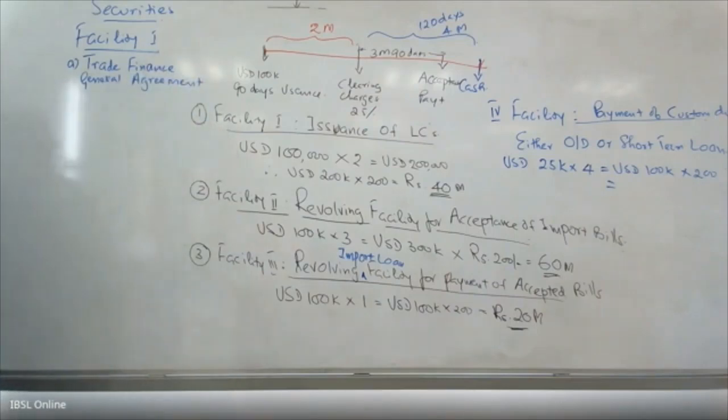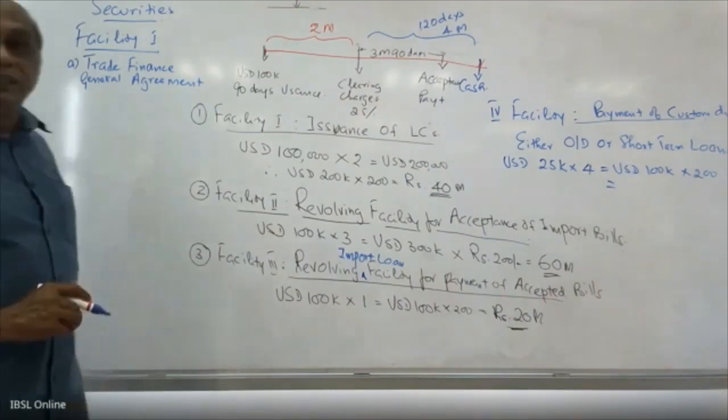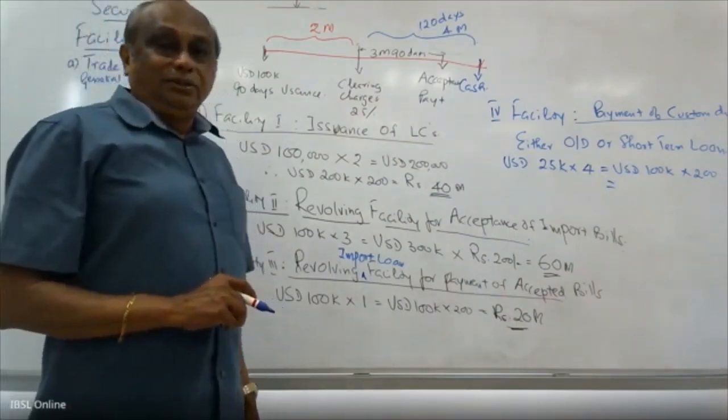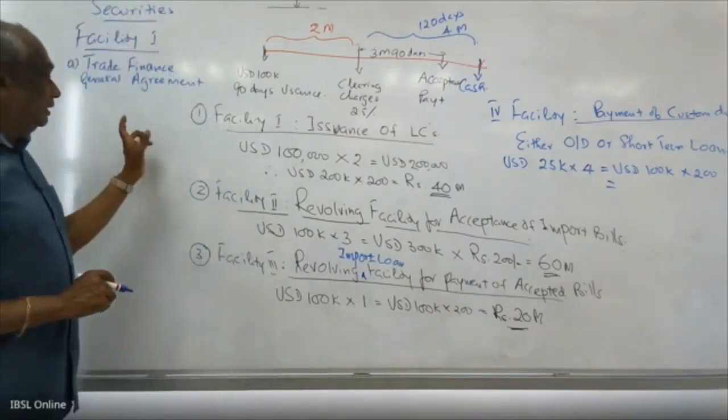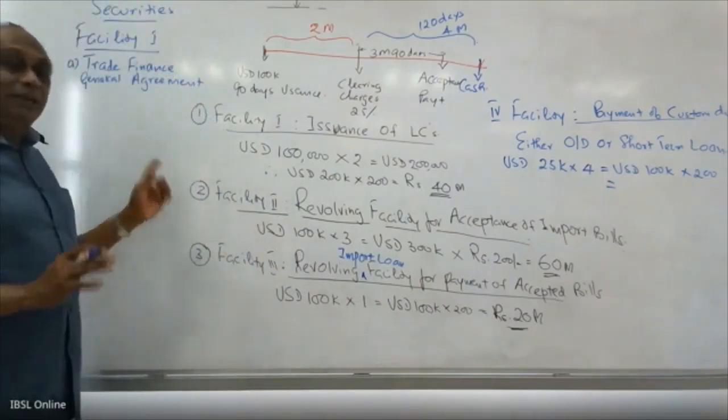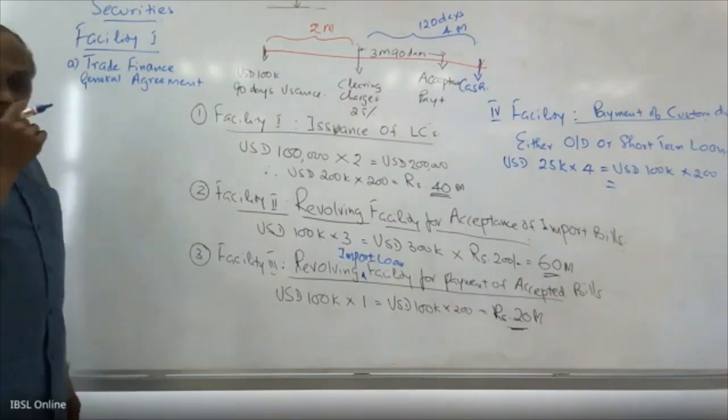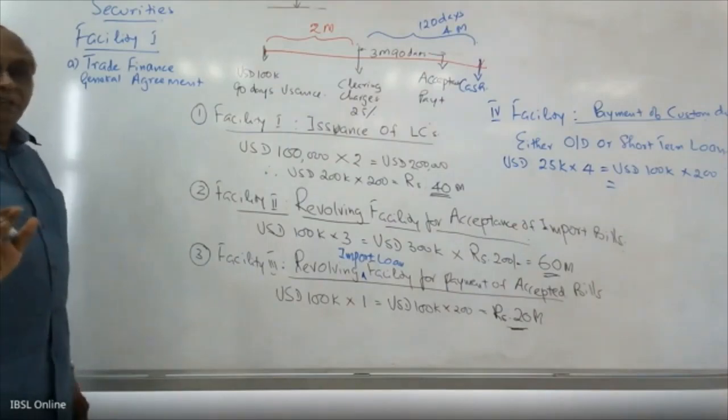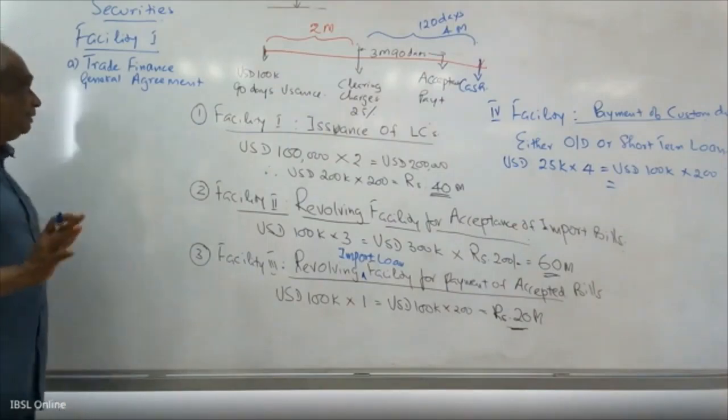Trade finance general agreement. Everything under the sun and moon is mentioned there. Right? So even if you go for litigation, there are certain clauses to cover. But apart from all these things, the bank will ask for cash collateral. That's a different thing.